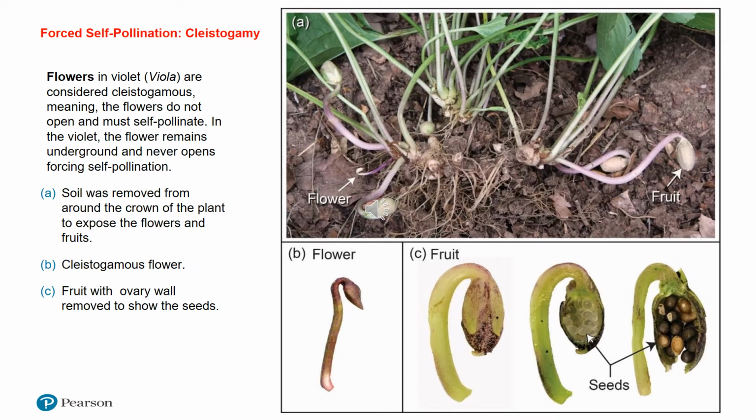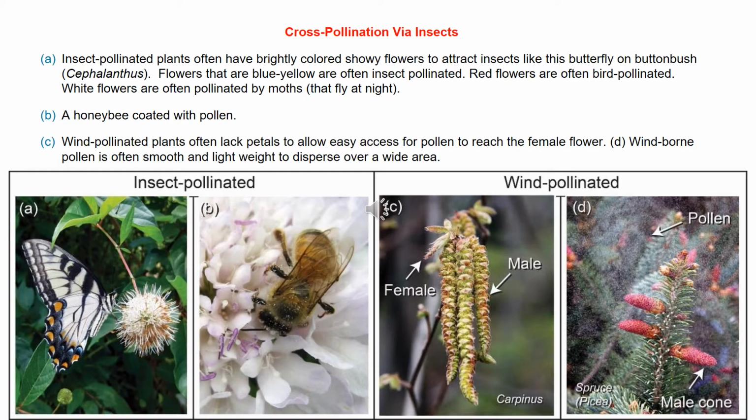So in this violet, the flower remains underground and never opens, forcing self-pollination. And you're seeing the soil was removed around the crown to expose these flowers and the fruits that were all self-pollinated and never opened up to receive anything outside of that same flower. Cross-pollination can happen from wind blowing the pollen from one flower on a plant to another plant, or it can happen by insects.